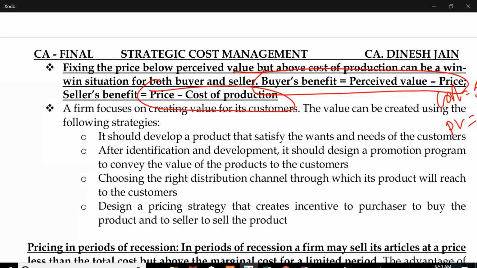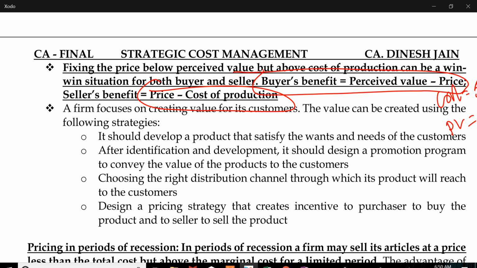Can there be any scenario where you will fix the price below variable cost? Your cost of manufacturing is 100 rupees, but can you fix the price below variable cost at 80 rupees? Do you see some scenarios happening this way in the real world? When the product becomes outdated, when there is a perishable product.